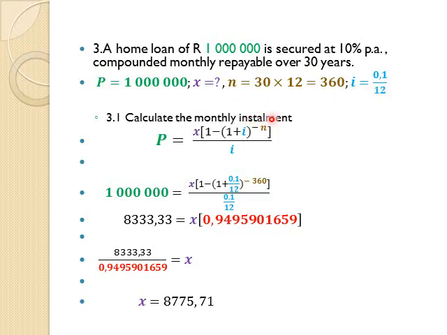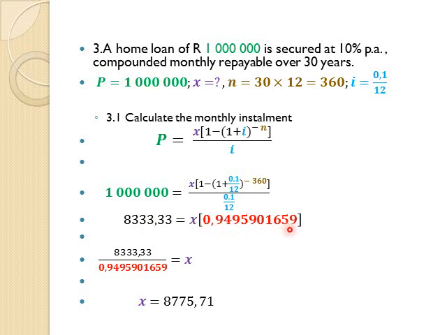Calculate the monthly installment. So P equals X times (1 minus (1 plus I) to the negative N) over I. P being a million equals X times (1 minus (1 plus 0,1 over 12) to the negative 360) over my interest 0,1 over 12. A million times that gives me 8,333 rand 33 cents. 1 minus (1 plus 0,1 over 12) to the power negative 360 simplifies to 0,9495901659.